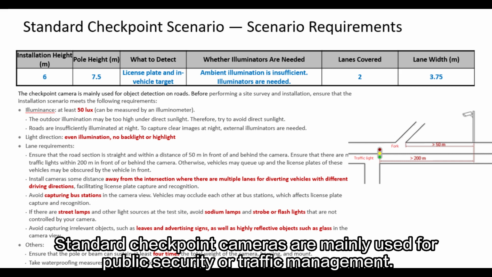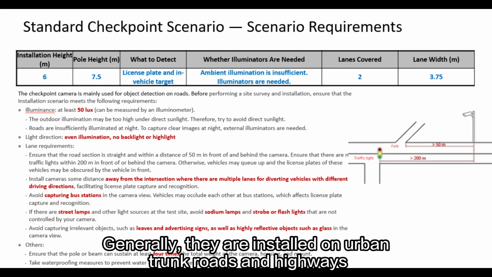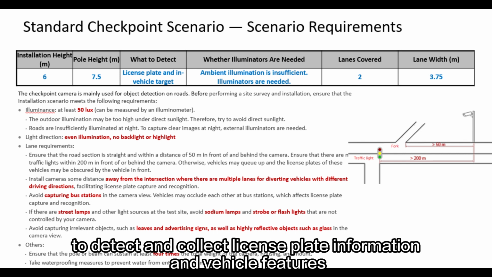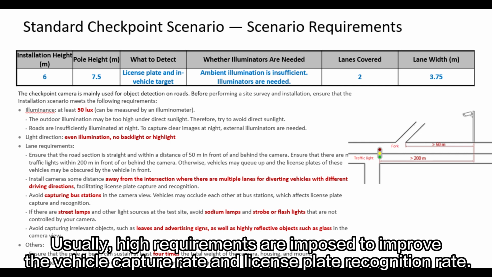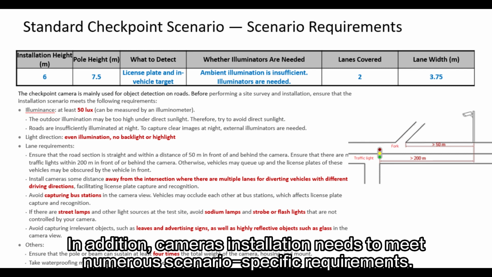Standard checkpoint cameras are mainly used for public security or traffic management. Generally, they are installed on urban trunk roads and highways to detect and collect license plate information and vehicle features, as well as to capture images of in-vehicle targets and vehicle-related violations. Usually, high requirements are imposed to improve the vehicle capture rate and license plate recognition rate. In addition, camera installation needs to meet numerous scenario-specific requirements.